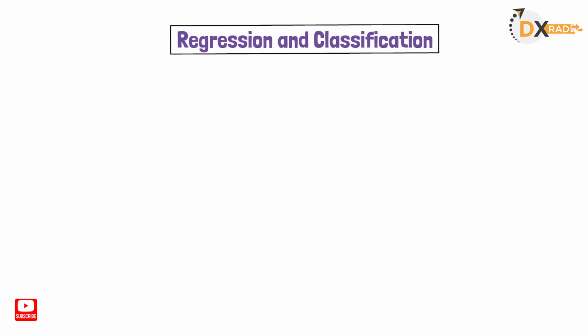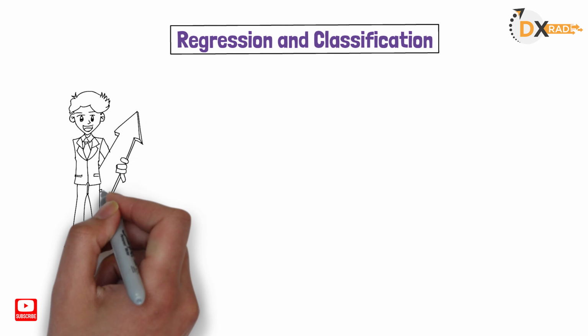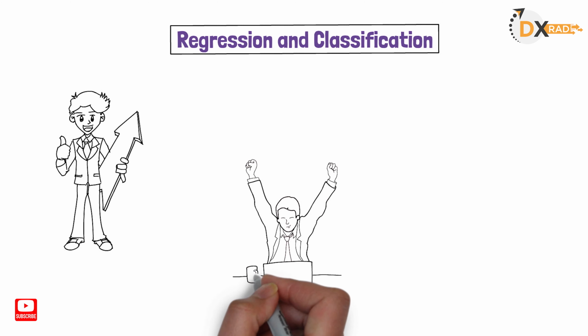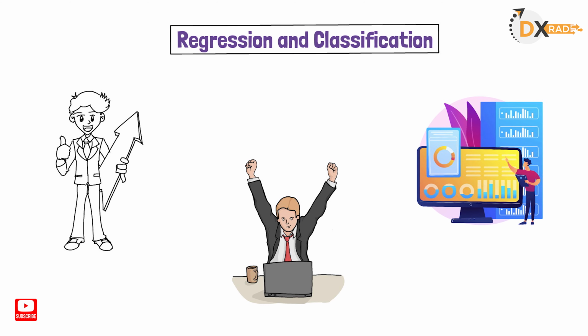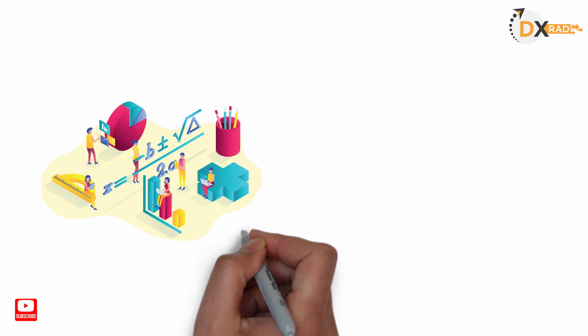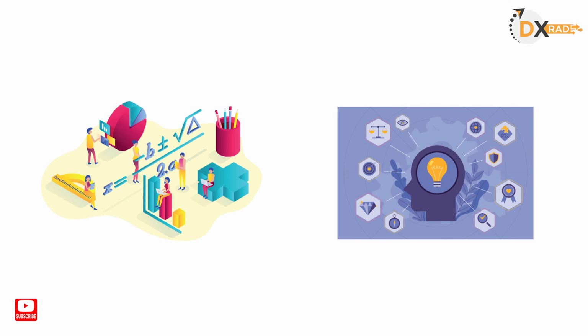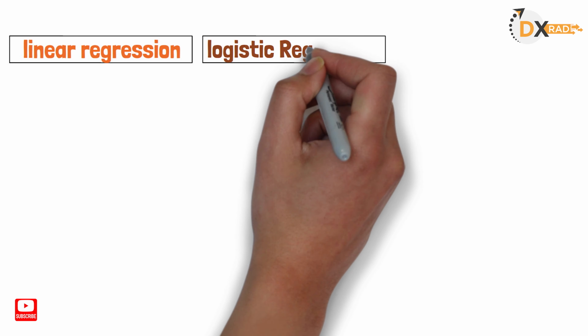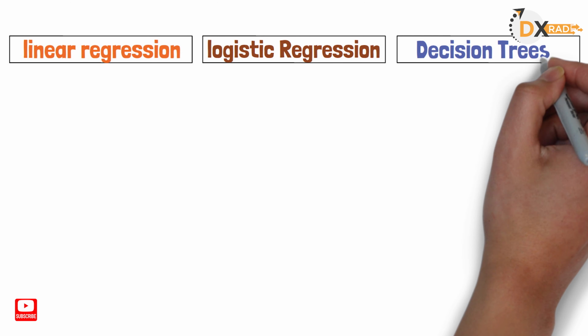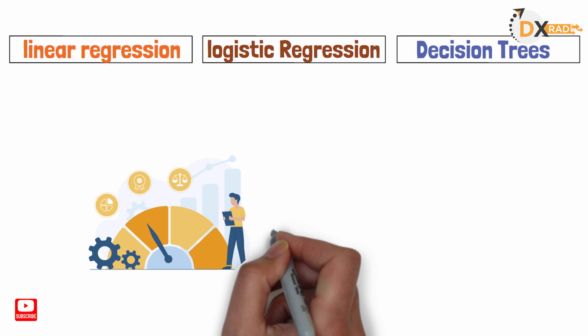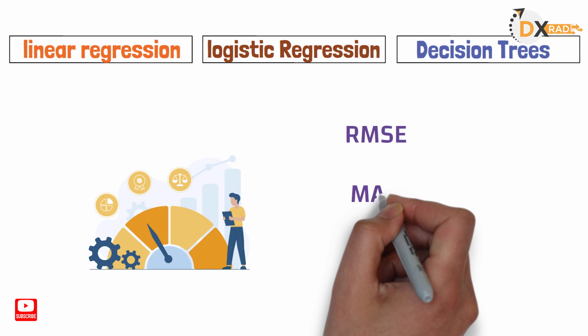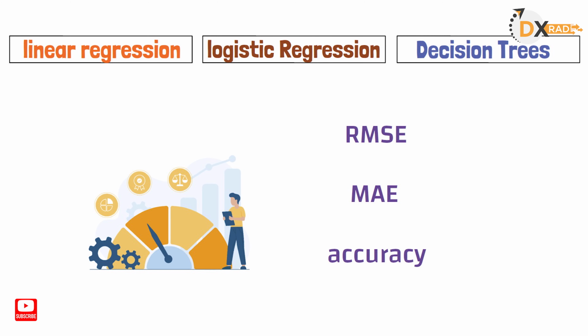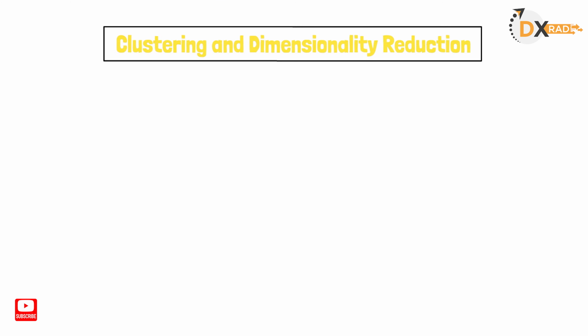Regression and Classification. Now that you understand the basics, it's time to delve deeper. In this section, we'll cover regression and classification techniques, which are used to predict numerical and categorical values respectively. We'll go over the concepts of linear regression, logistic regression, and decision trees, and how to evaluate model performance using metrics such as RMSE, MAE, and accuracy.